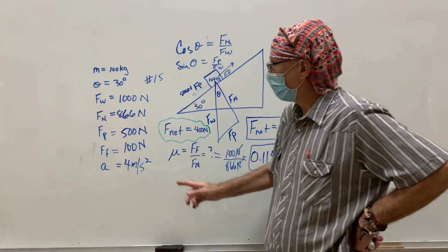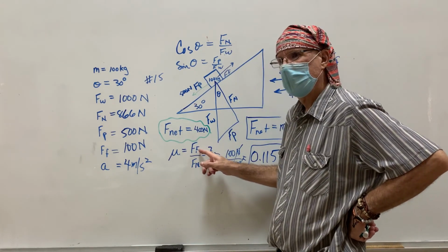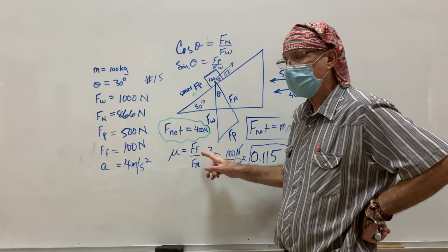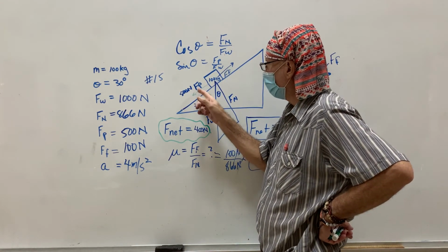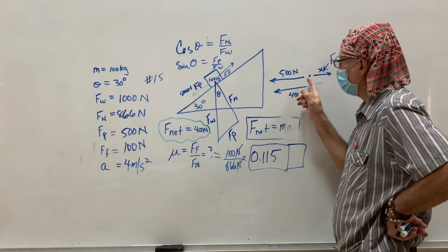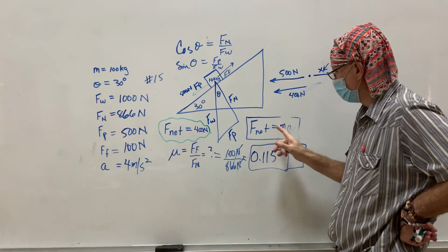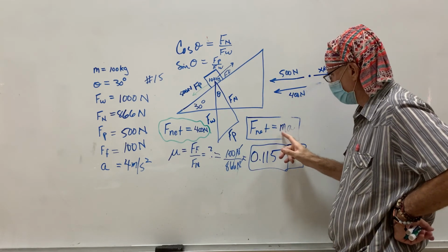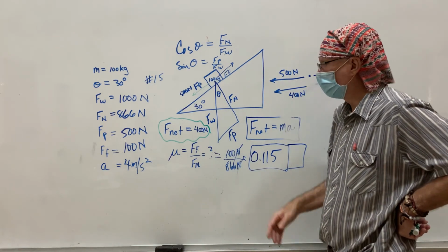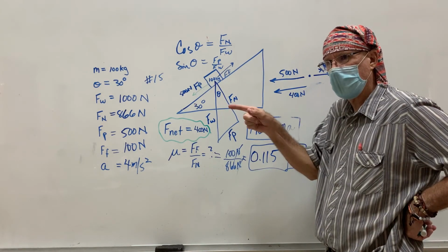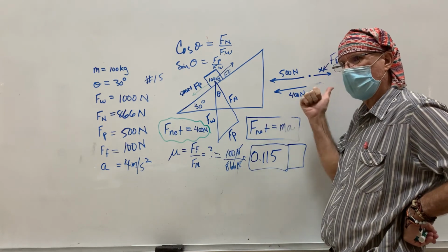And in order to do that, I had Fn, but I didn't have Ff. So I could find Ff because I had to work backwards. I know Fp, and I knew the net force, so I found the net force 400. So I knew if the net force is 400 that way, and 500 for Fp, I must have 100 drag.